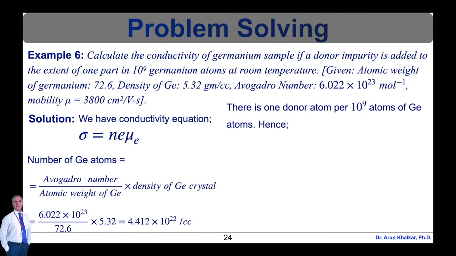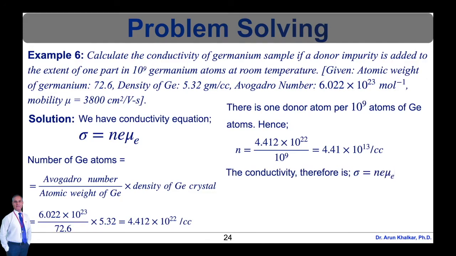So therefore, there is one donor atom per 10^9 germanium atoms. Hence, small n is equal to 4.412 × 10^22 divided by 10^9. So after calculating this, we get 4.41 × 10^13 per cc.